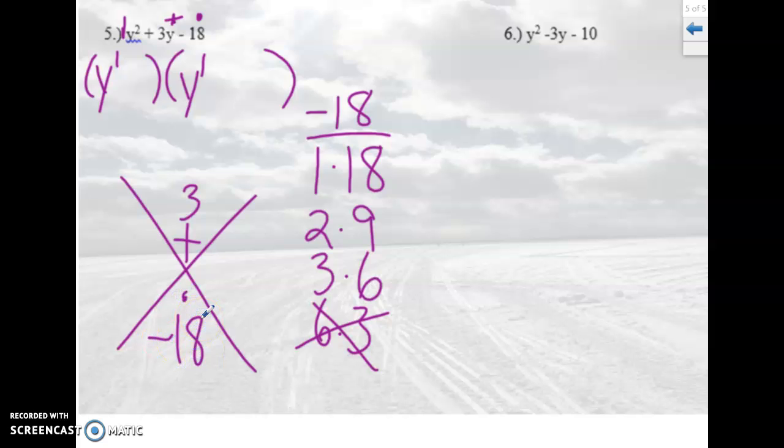Well, what's going to do that? Certainly not 1 and 18. Can't get 3 out of that. 2 and 9, can't get 3 out of that. But 3 and 6 would be the two numbers we're looking at.